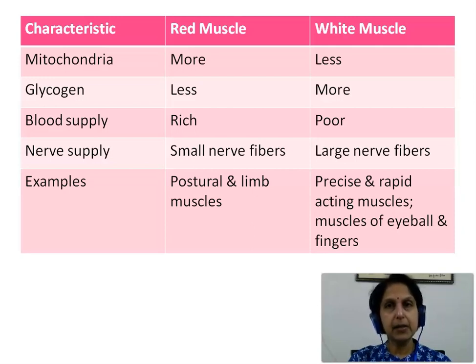Examples where we see these type of muscles in the body, red muscle is seen in the postural and limb muscles, while the white muscle is seen wherever precise and rapid actions are required. So they are seen in precise and rapid acting muscles, and those are muscles of the eyeball and fingers.